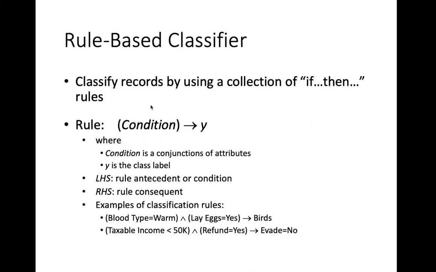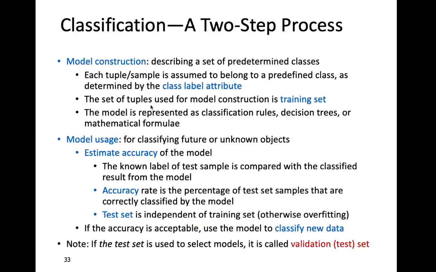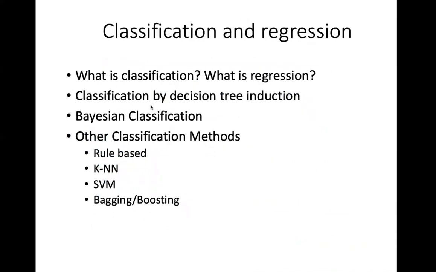Okay, so how do you build a classifier? All right, so what is classification and regression? These are the steps which are generally seen. Basically, if you don't have a class label, but we are just outputting some kind of numeric value, then we are talking about regression. Or else we can do classification by decision tree induction, or Bayesian classification, or there are so many other classification methods.